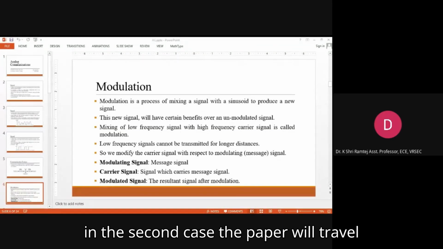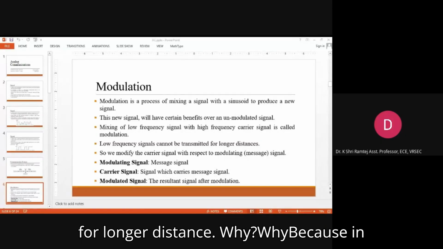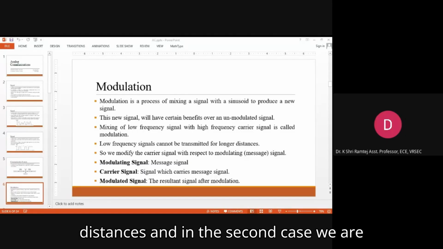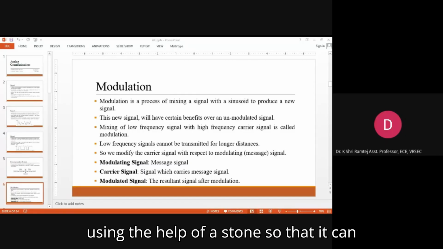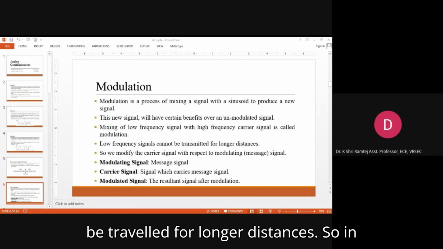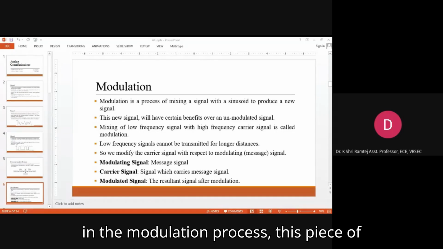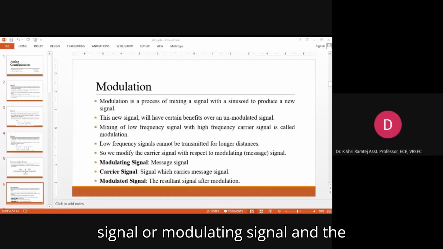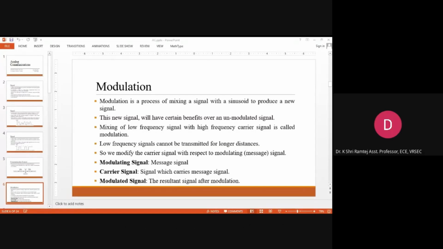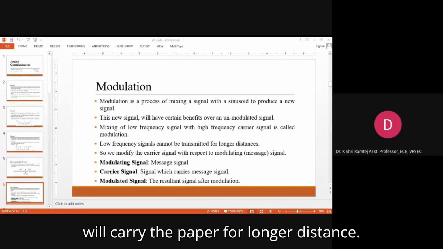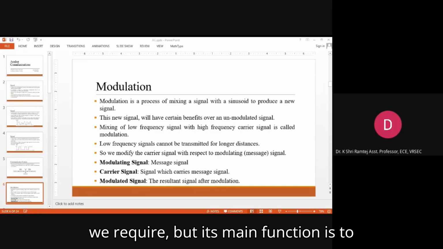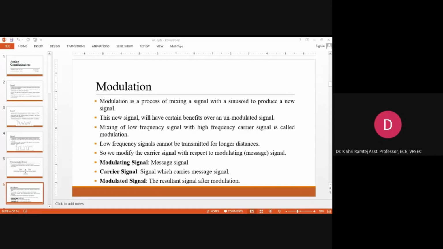In the second case, the paper will travel for a longer distance. Why? Because in the first case, the simple paper cannot travel for longer distances. And in the second case, we are using the help of a stone so that it can travel for longer distances. So in the modulation process, this piece of paper can be considered as the message signal or modulating signal, and the stone can be considered as the carrier signal. Basically, this stone will carry the paper for longer distances. The stone does not have any message that we require, but its main function is to carry the message for longer distances.